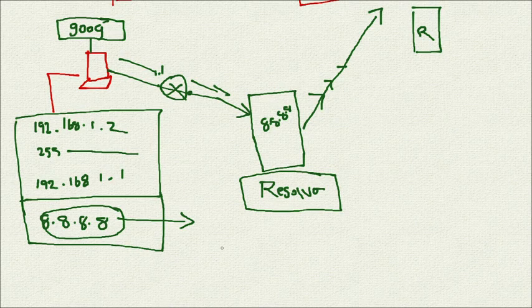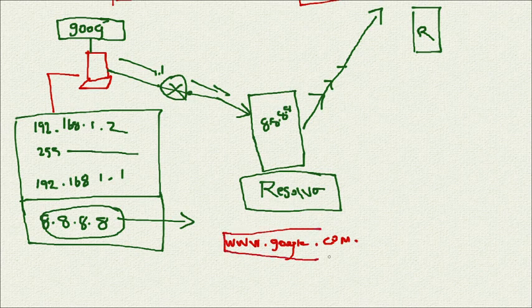A fully qualified domain is www.google.com. with a dot at the end. This is a fully qualified domain. Fully qualified domain means every name has only one last part, which is the dot. Okay, so this is the root server.